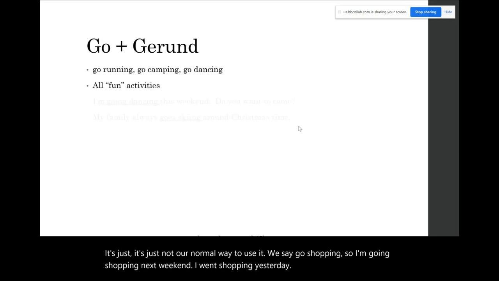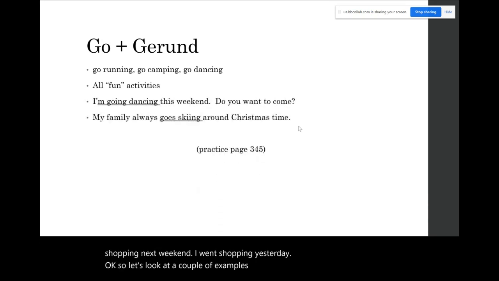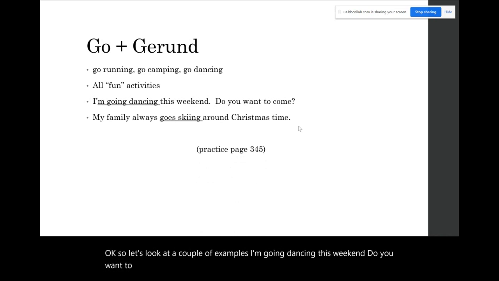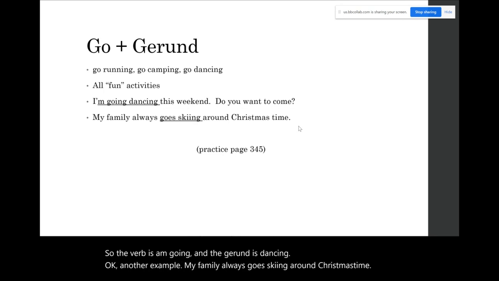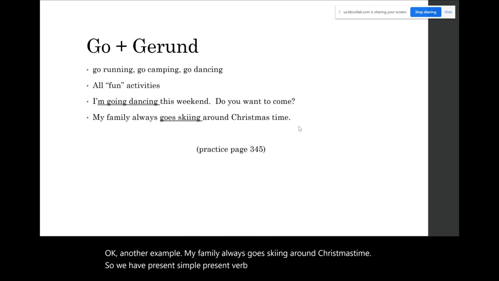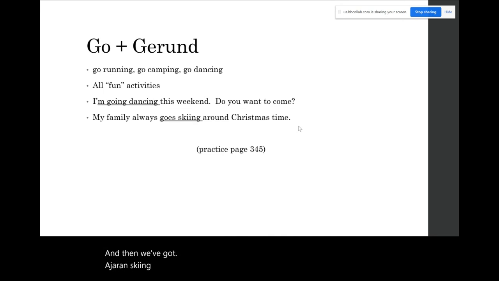Okay, so let's look at a couple of examples. I'm going dancing this weekend. Do you want to come? Going dancing. So the verb is am going, and the gerund is dancing. Okay, another example. My family always goes skiing around Christmas time. So we have the simple present verb, goes, and then we've got a gerund, skiing. Do you guys know what skiing is? Any questions about skiing?